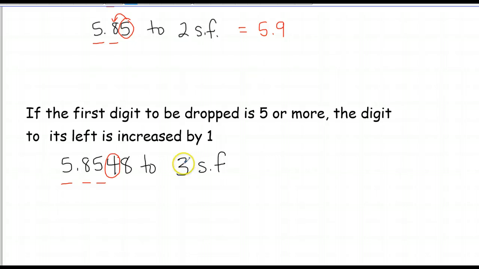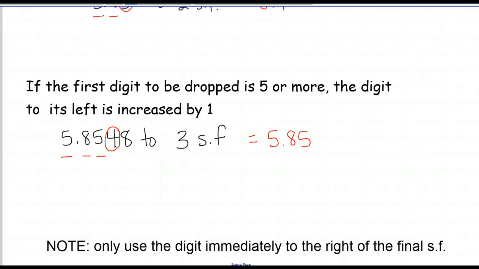You can ignore everything after it. It's this place value that determines whether this increases or not. So this would actually stay the same and be equal to 5.85. Okay, so don't ever look further than that. And I actually put a note down below. So note, only use the digit immediately to the right of the final significant figure that you've decided to keep.